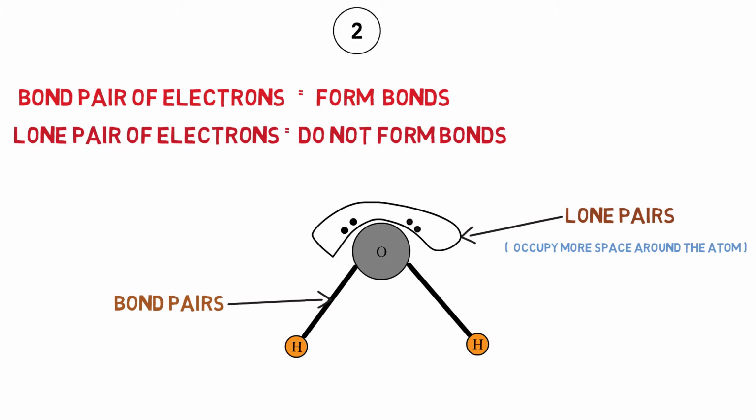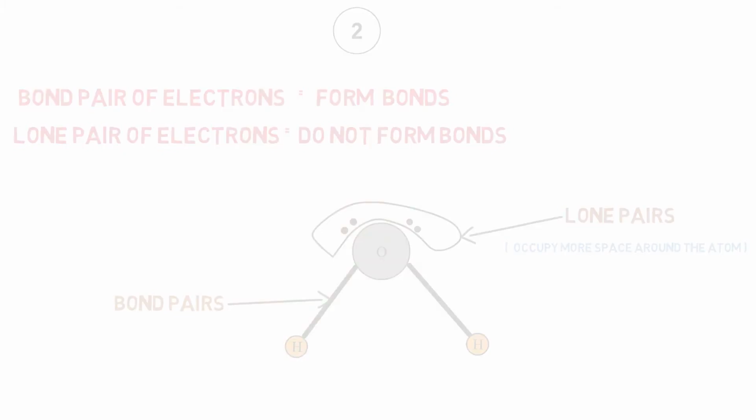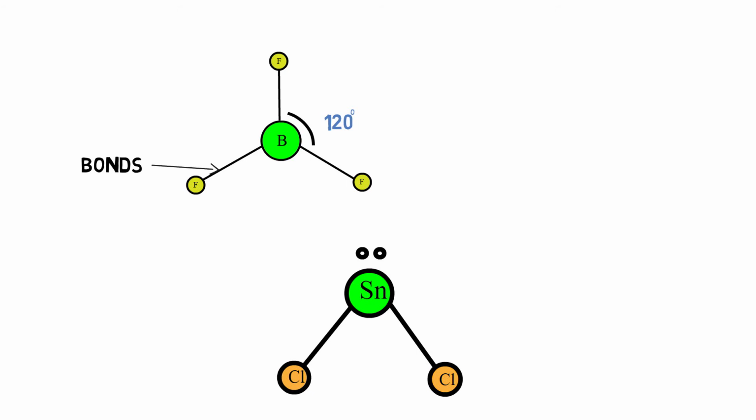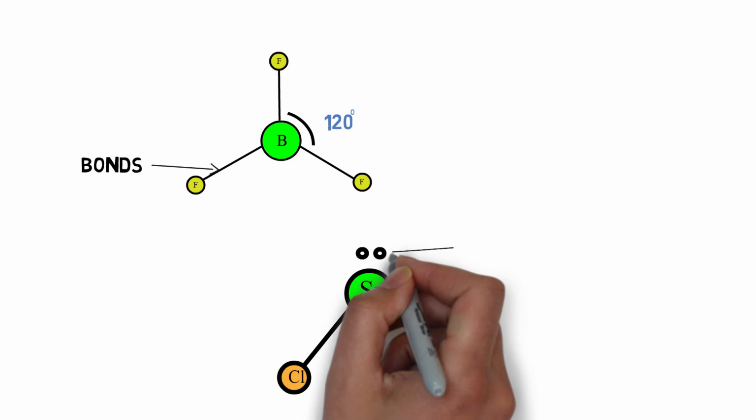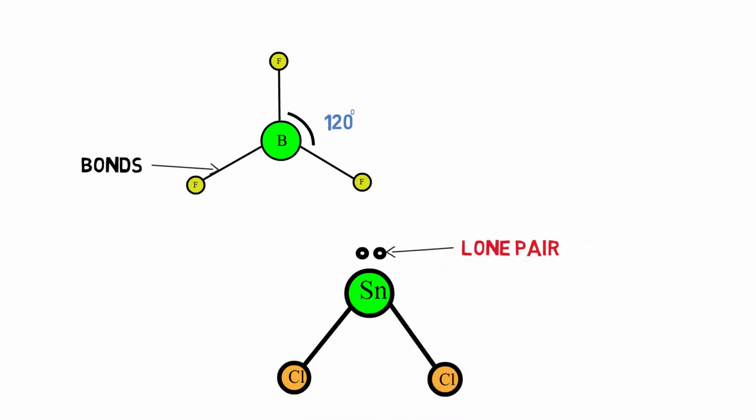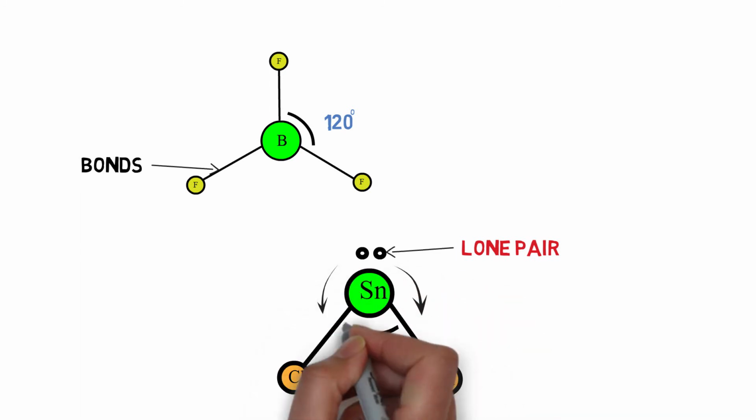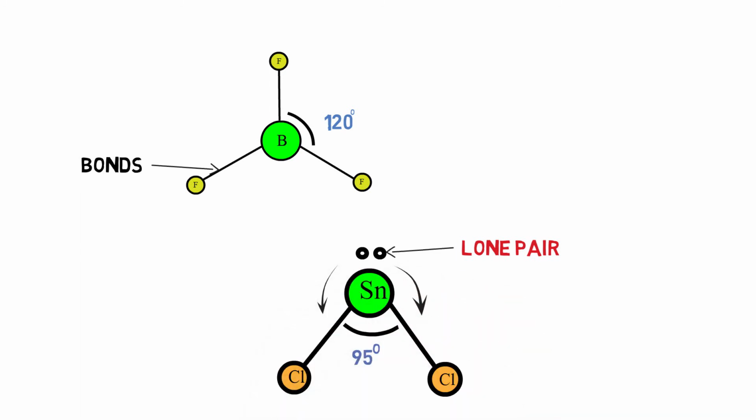It means that the repulsion caused by a lone pair is greater than that of a bond pair, and it will push the other electron pairs as far as possible. For example, the molecule BF3 has 3 bond pairs of electrons, so the angle between each pair is 120 degrees. But in stannous chloride, there are still 3 things around the central atom. Unlike in BF3, in stannous chloride one lone pair of electrons is present around the central atom, which pushes the bonds harder, and the angle between the two bonds decreases to 95 degrees.